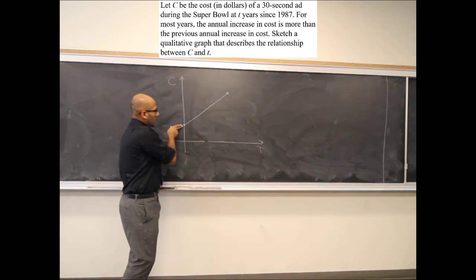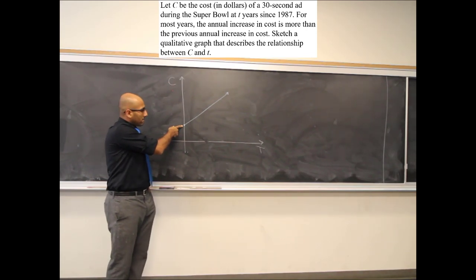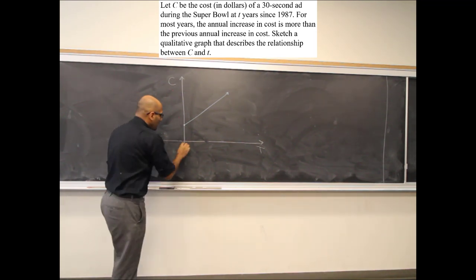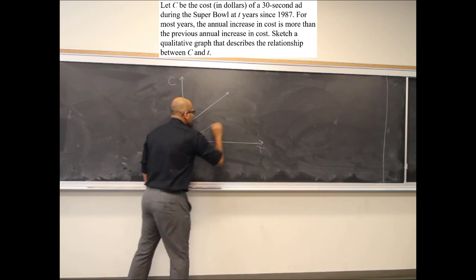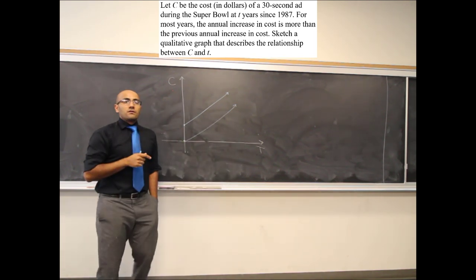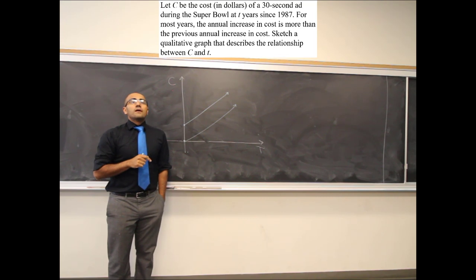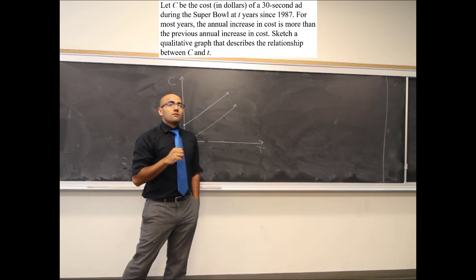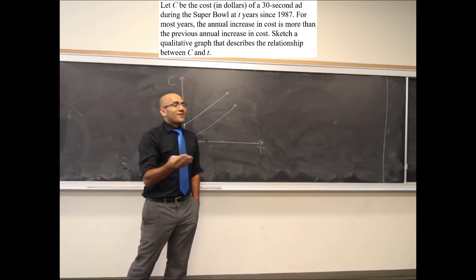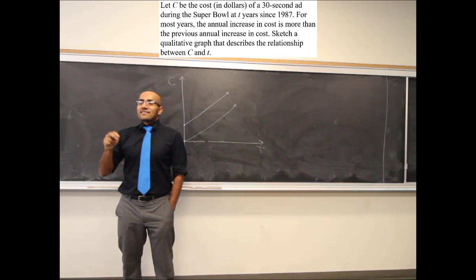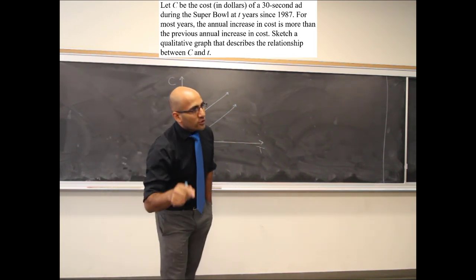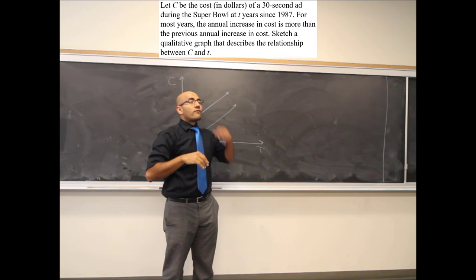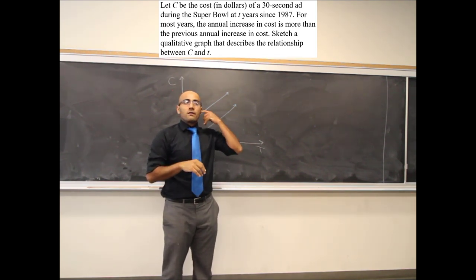Going up, okay. This is saying that in 1987 they cost that much, which I don't know how much it is, but I know it's above zero. Is it possible that it started at zero? Is there any way that a commercial costs $0? Unless it's free. Have you ever seen a commercial on TV where whoever put it up there didn't pay any money for it to be up there?